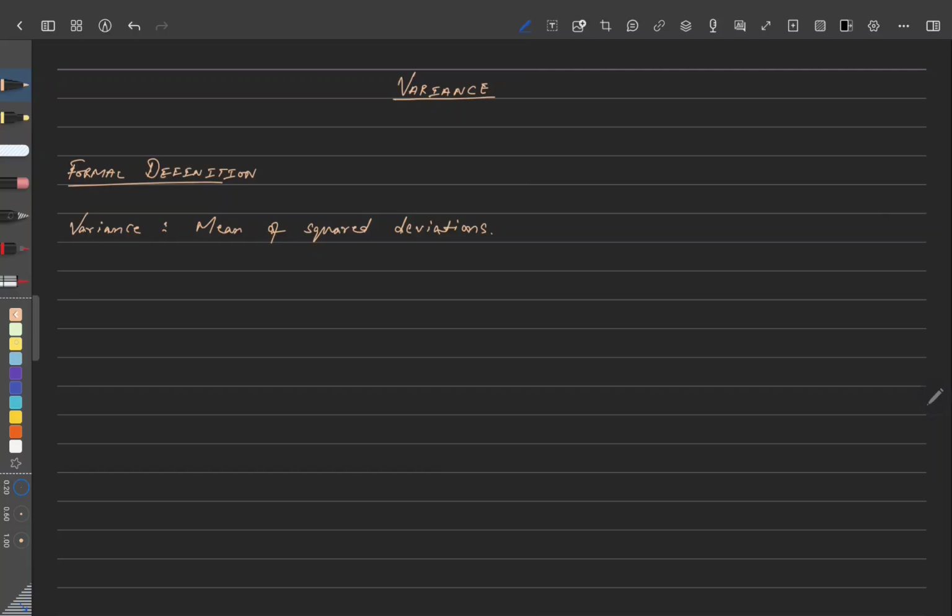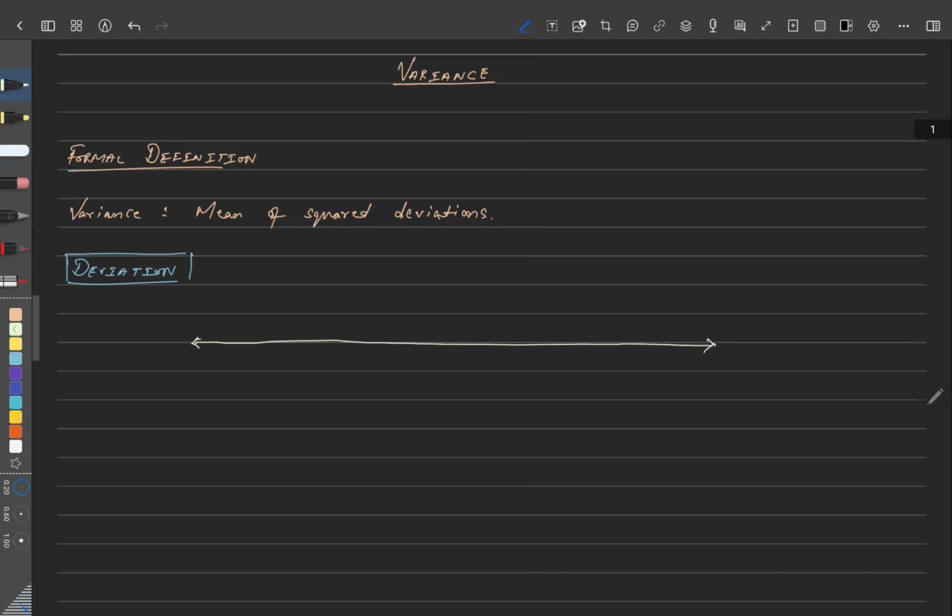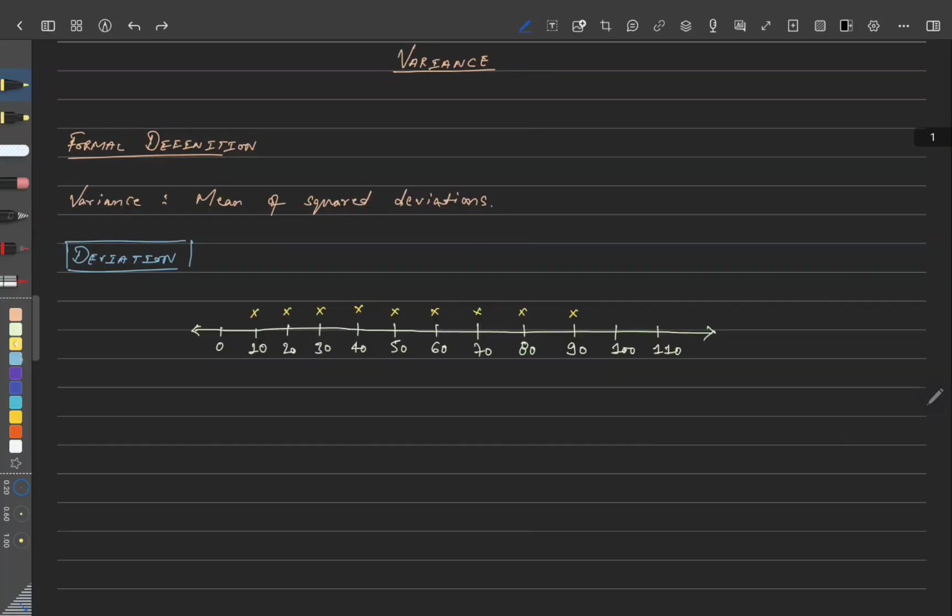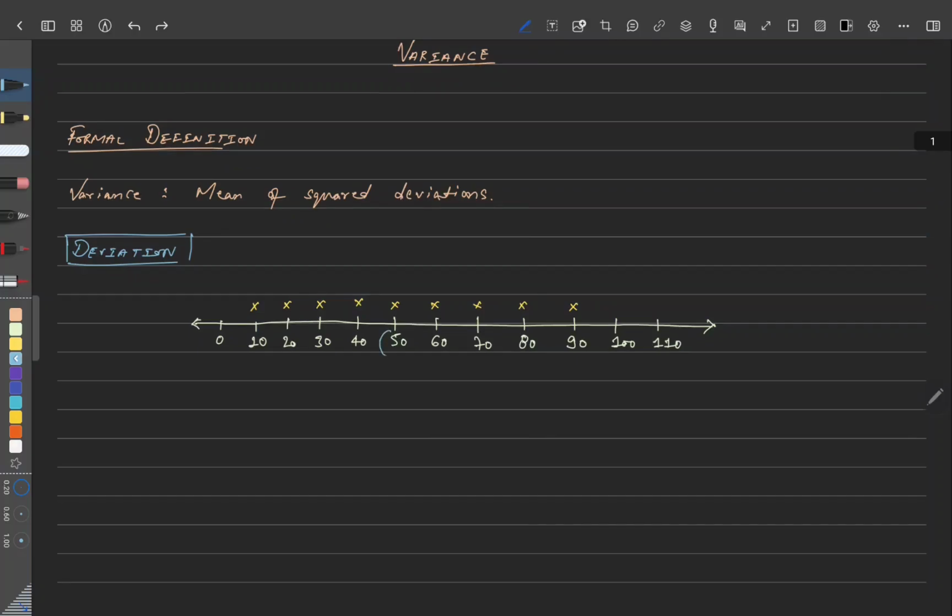Okay, we know what deviation means. We covered this in one of our previous videos, right? So we already know what this means, and let me give you a short recap. Let us assume that you have data like this. So this data has a mean of 50, right? This is the mean of this data.